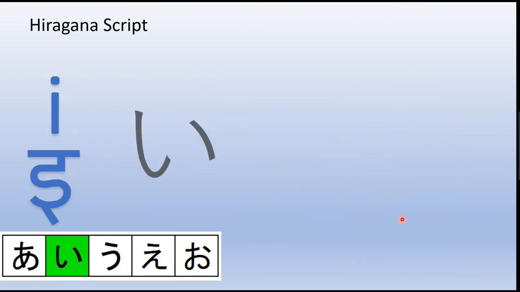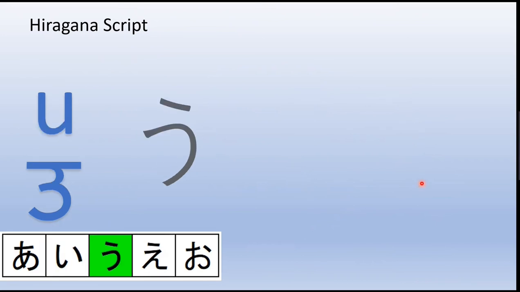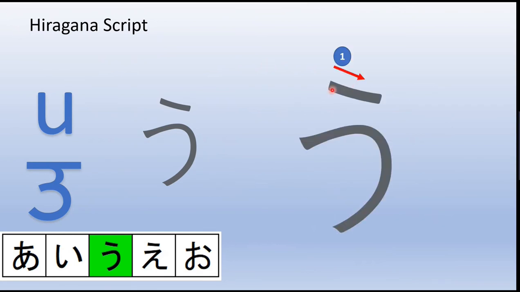The next is I. So this is the symbol for I. There will be just two strokes, the first stroke, the left one, and the second stroke, the right one. The third letter is U. So how do we write it? First, this top stroke, and this is the second stroke. This is U.